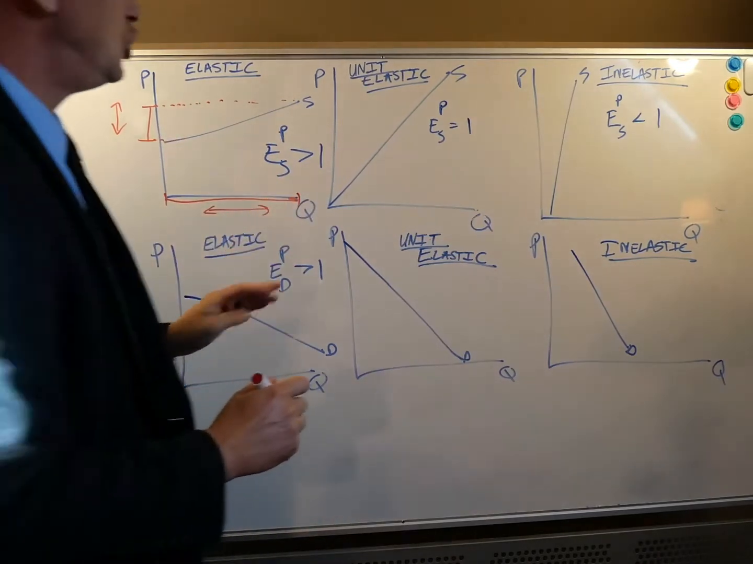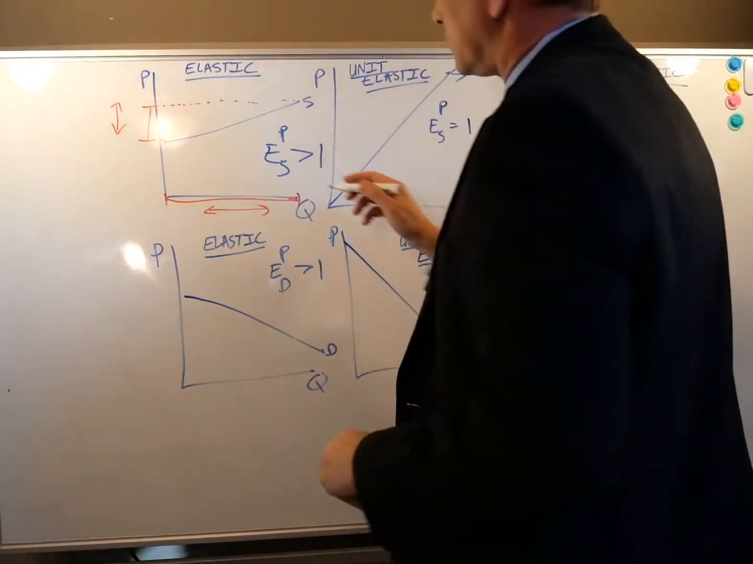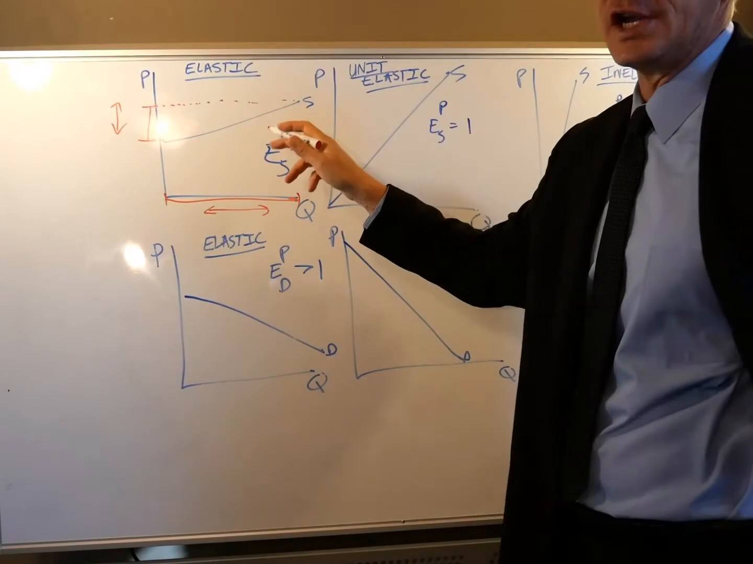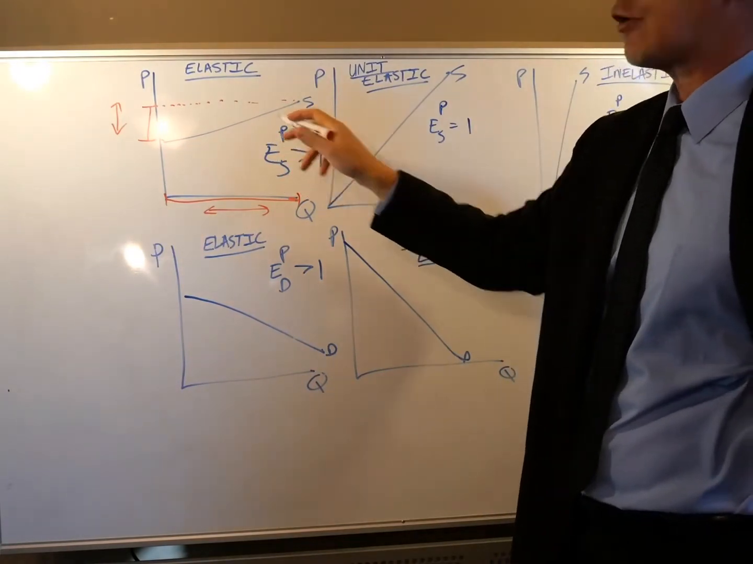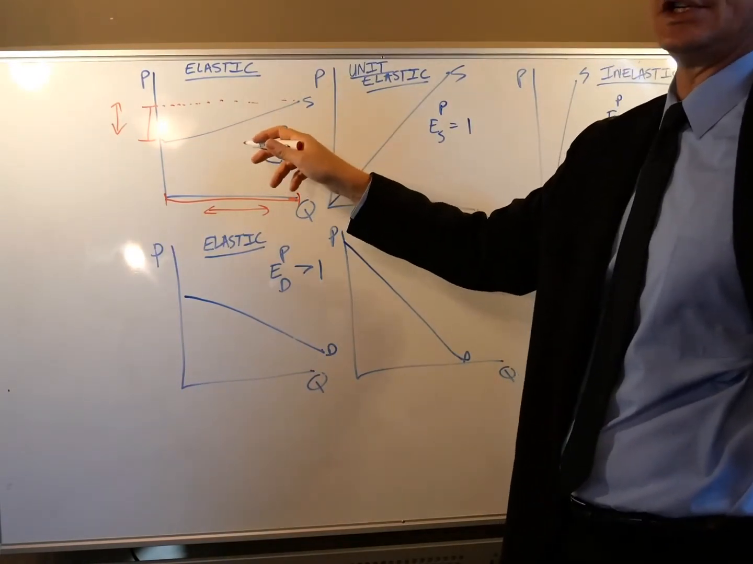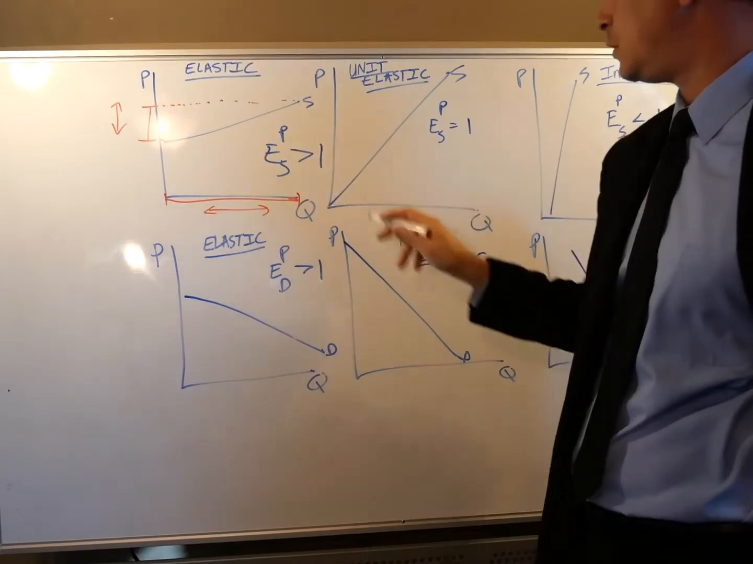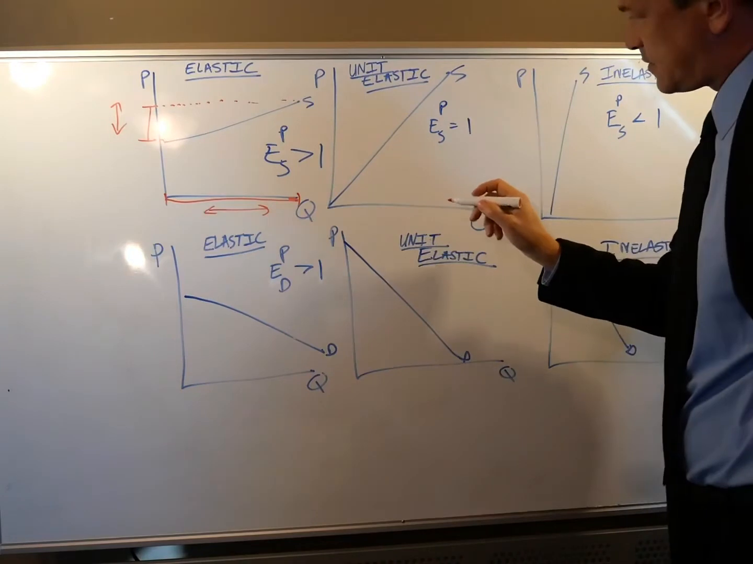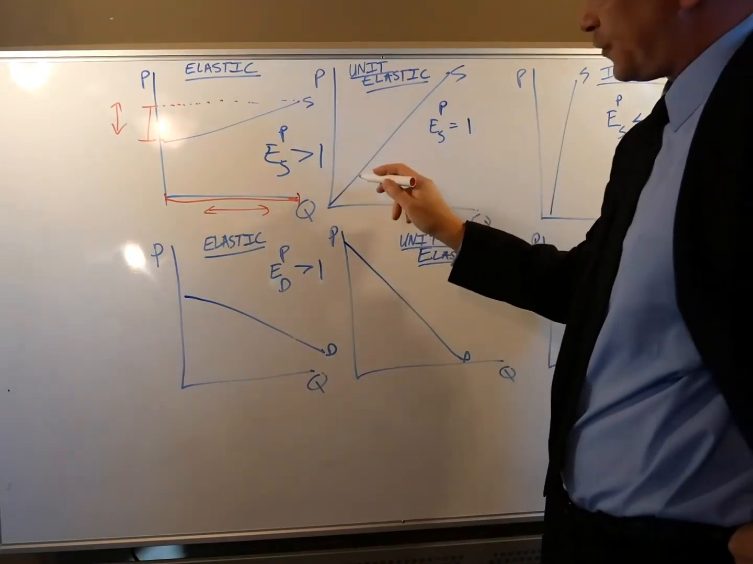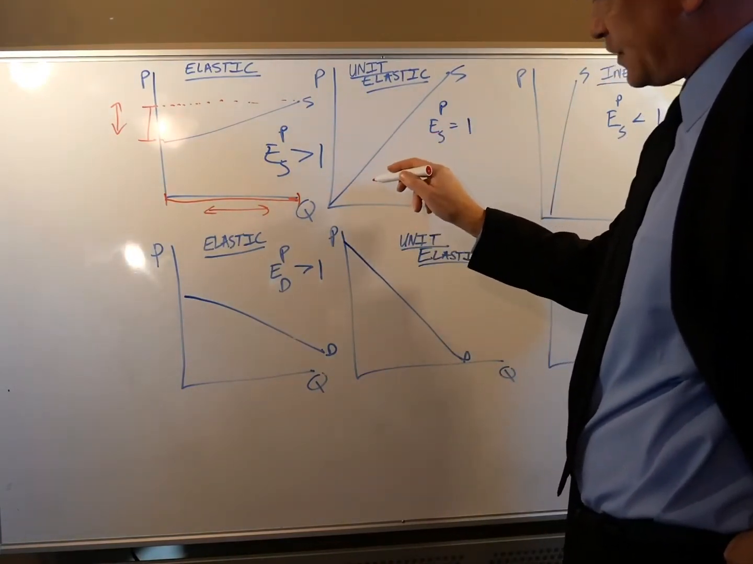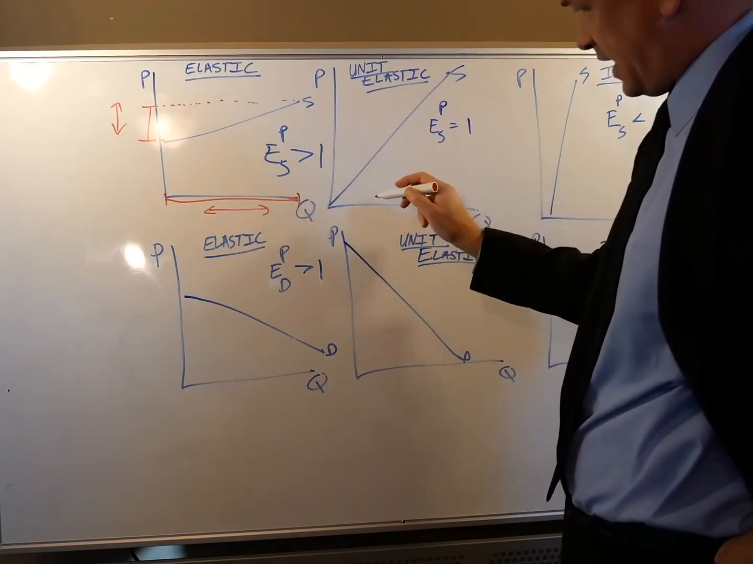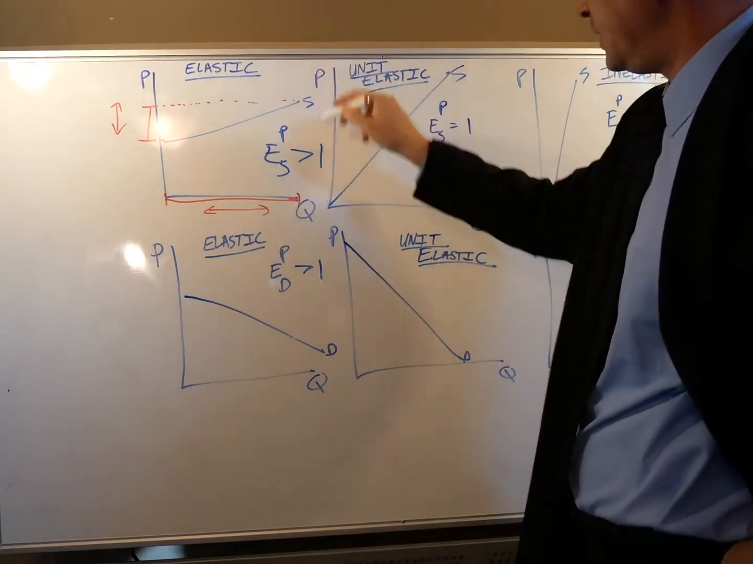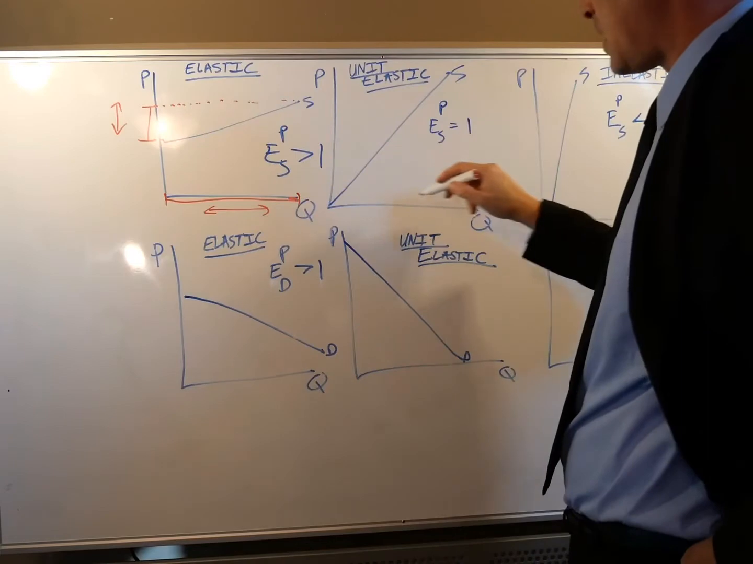All right? Unit elastic is a 1-for-1. So here, if we have a 10% change in price, we're going to see a greater than 10% change in quantity supplied. That's why it's greater than 1. So greater than whatever 100% of the change is. Unit elastic, it's 1-for-1. If you see a 10% change in price, you're going to see a 10% change in quantity supplied. It's perfectly even. You can change price and it's going to change the same amount in quantity.